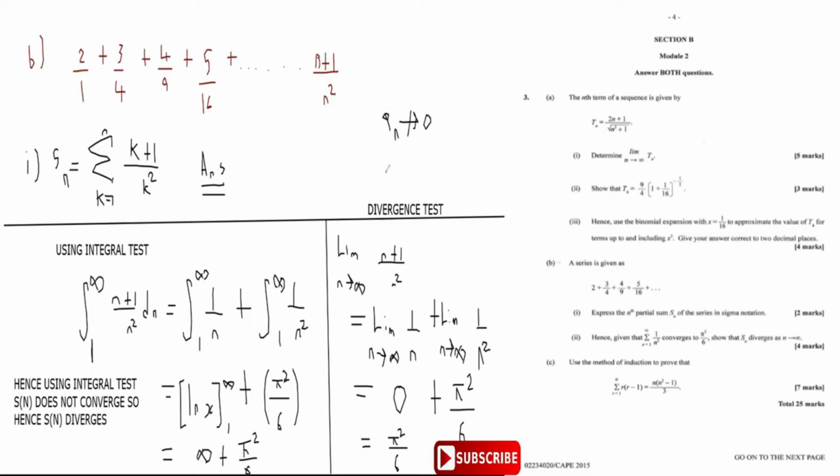All right, so since n plus 1 over n squared is not going to 0 as n goes to infinity, and hence it diverges. That's another way to do it. So hence it diverges.